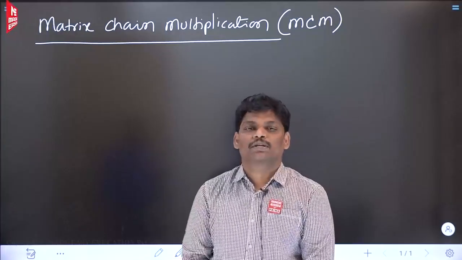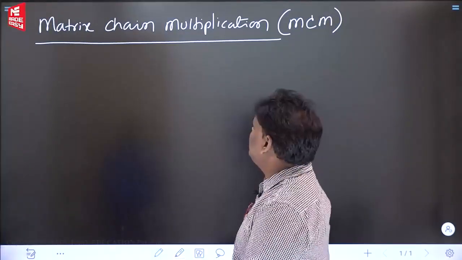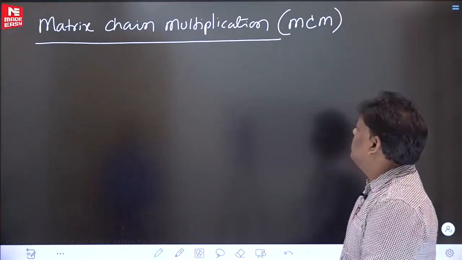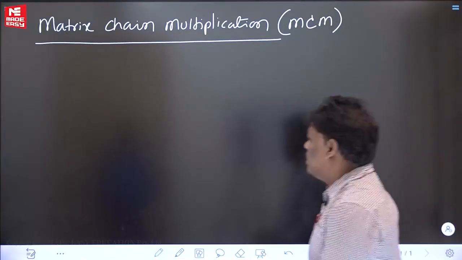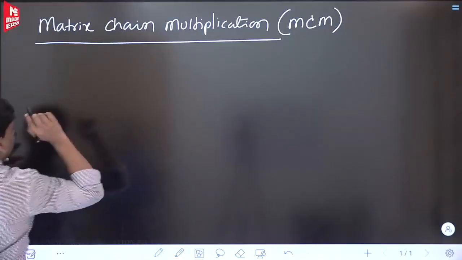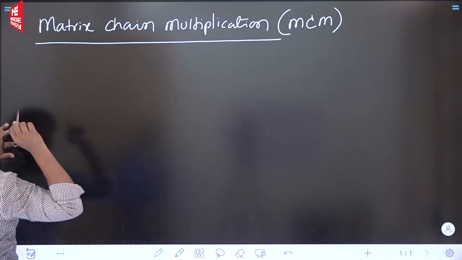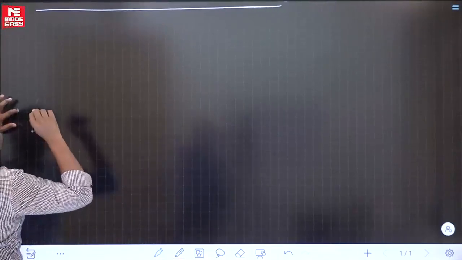Let's see the next application of dynamic programming, that is matrix chain multiplication. People use to say MCM, matrix chain multiplication. Let's see this. What is this problem? I will explain with the help of a numerical example. See the first problem.